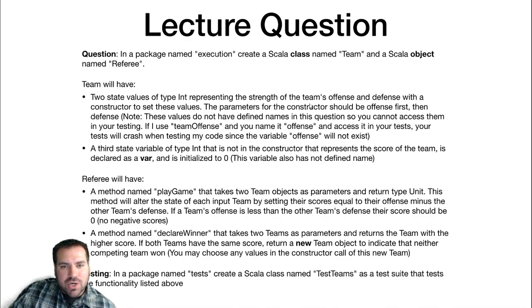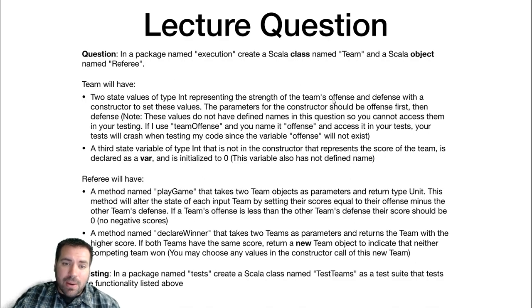Teams are going to have constructors that take in their offense and defense as integer values, and then these are stored and then used later on in the program. Now, my note here, this needs to be said, this needs to be clear. I've mentioned this before, but it needs to be repeated because this is a big trap. These variables do not have defined names according to the question. So since they don't have names defined in the question, you cannot access these variables in your testing.